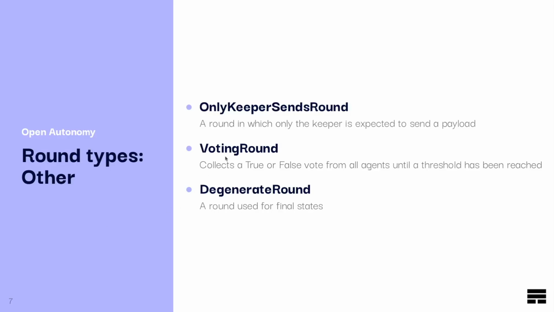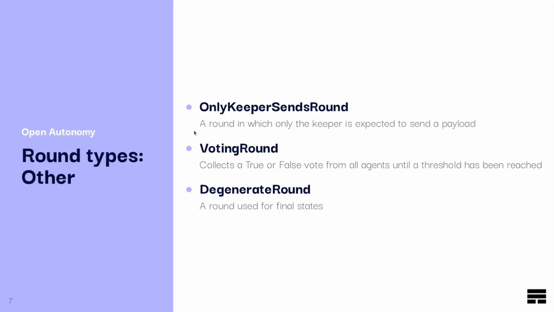Before executing this action in a round that is only keeper sends round, we need to select the keeper. This has to be selected in a previous state, and it will be using a collect same until threshold round typically.